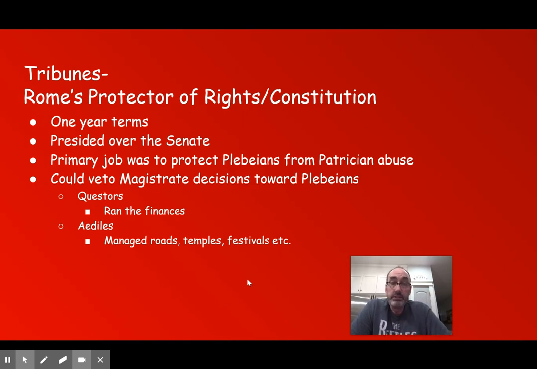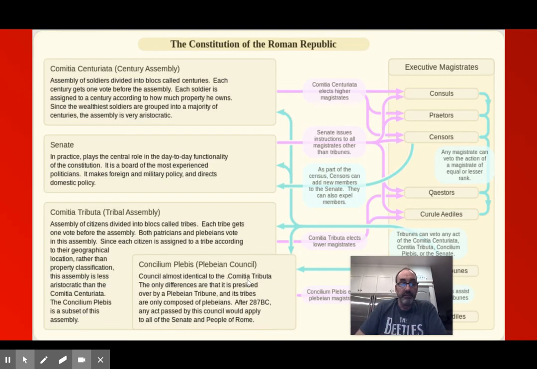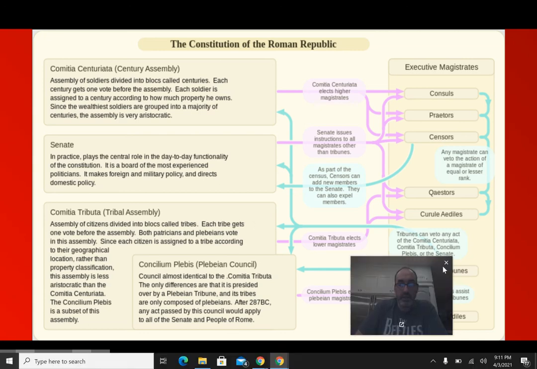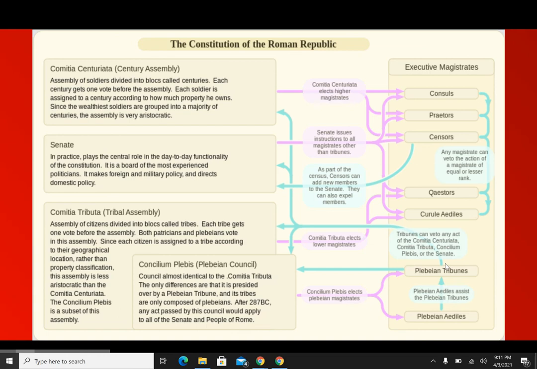Now, quaestors are people that run the finances, and we saw them down on that patrician side. The aediles were at the top of that plebeian side, and they really managed the temples, but they also did the infrastructure, the roads, and that sort of thing. But by the time we get to the Roman Empire, they're no longer around. Now this is kind of confusing. Let me get my picture out of the way. Here we have the checks and balances of the Roman Republic.